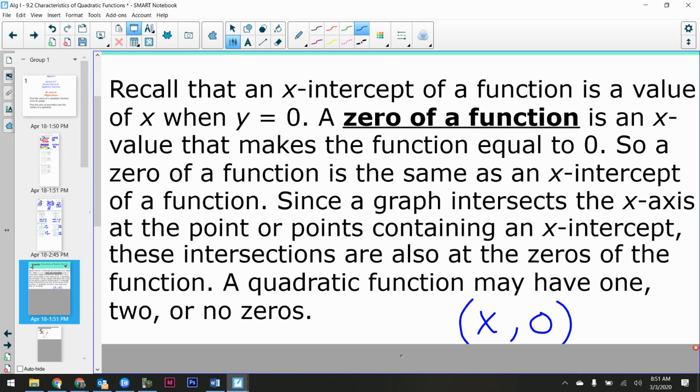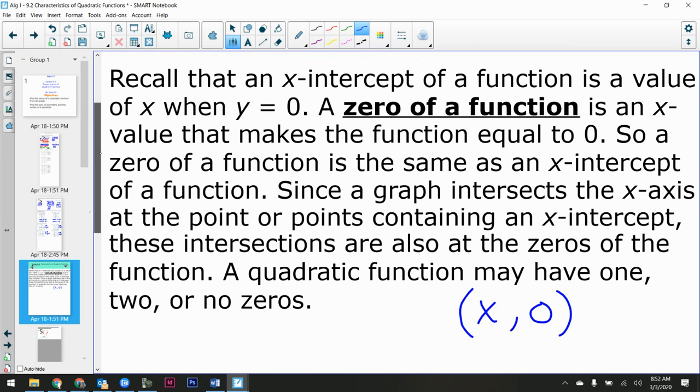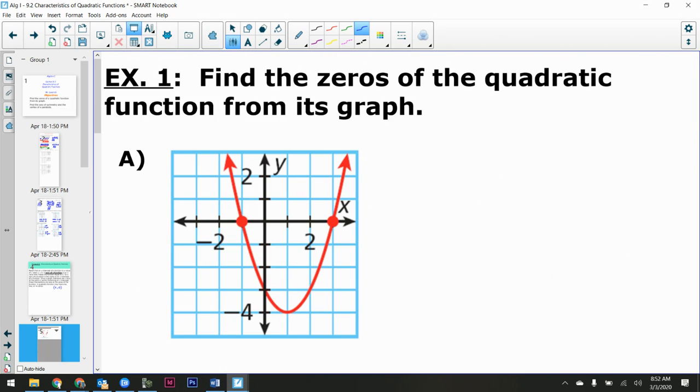That's another thing that the test likes to throw at you. They like to throw different terms at you to see if you know what they mean. So they'll say, find the zero of that function. What are they really talking about? The x-intercept. Wherever it crosses the x-axis, that's a zero of a function. Okay, so we got x equals 0. Good. Where are the zeros of this first function?